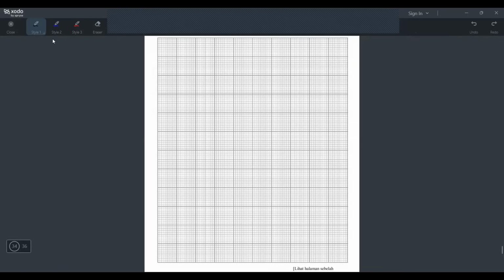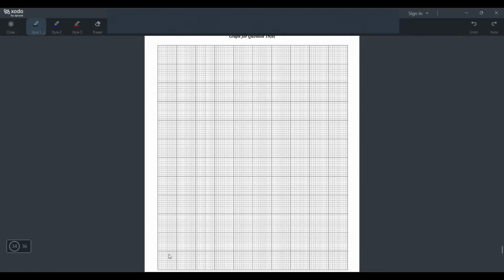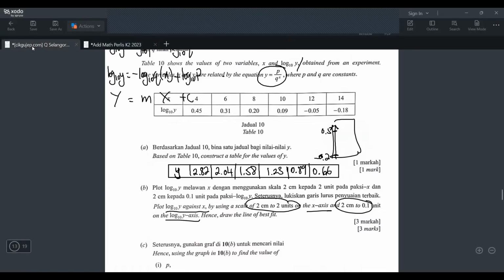So negative 0.2 will be the lowest one, right? Okay, let me fix it. So this is negative 0.2, and then negative 0.1. This is 0, 0.1, 0.2, 0.3, 0.4, 0.5. Until where? I forgot already. Okay, it's only until 0.5, right? So it's enough already, right?